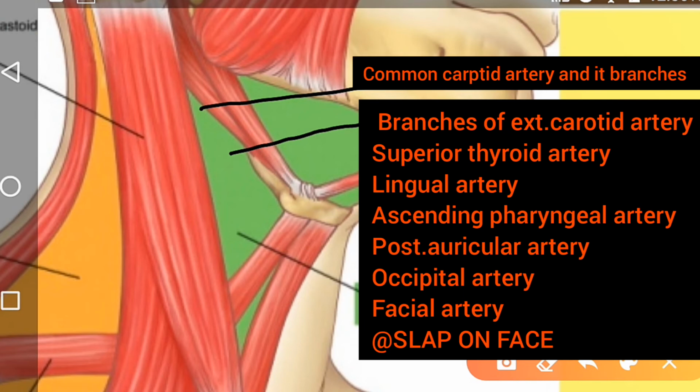These are the arteries, and you can remember them with the mnemonic SLAP on face. S for superior thyroid artery, L for lingual, A for ascending pharyngeal, P for posterior auricular, O for occipital, and face for facial artery.